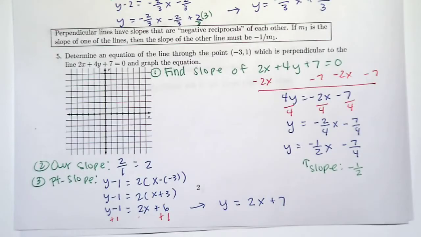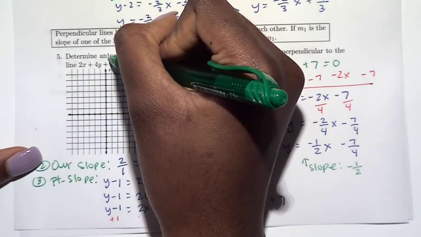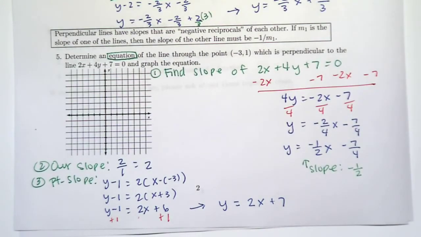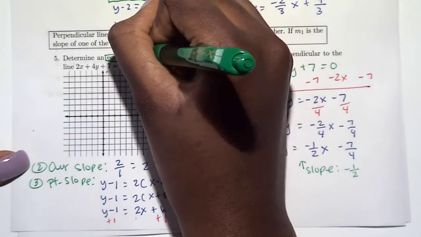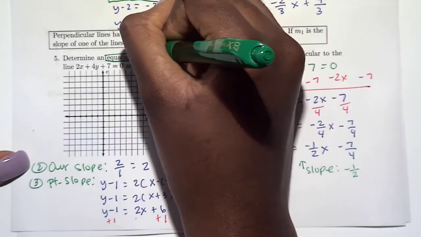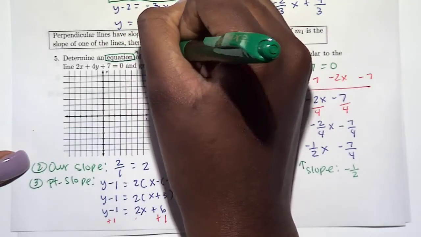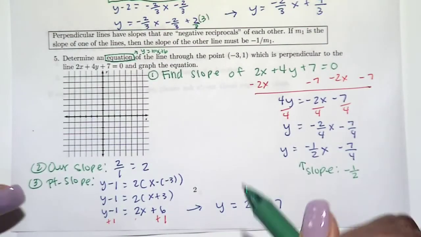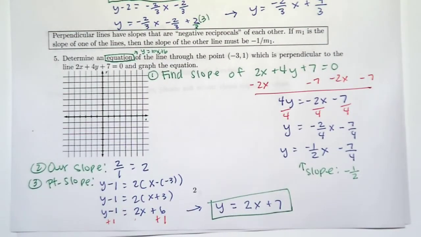But first, let's make sure we answer the question. The question says, determine an equation of the line through the point that's perpendicular to that other line. So note, when it says something like determine an equation and it doesn't say what kind, it's typically the most popular kind, which is slope-intercept. y equals mx plus b, which is exactly what we found. So we found slope-intercept form. Now we can graph it.